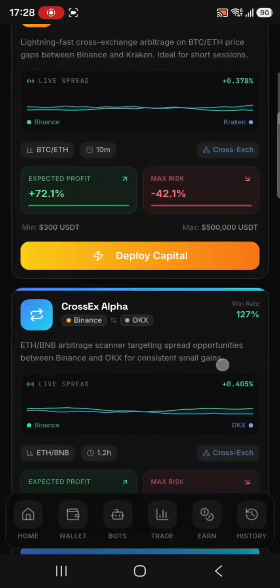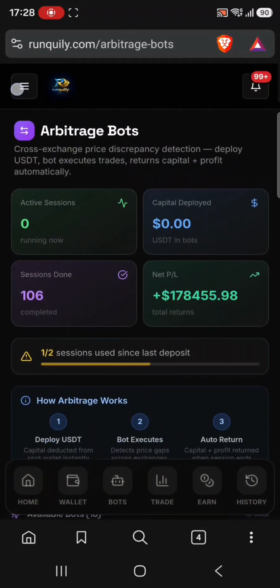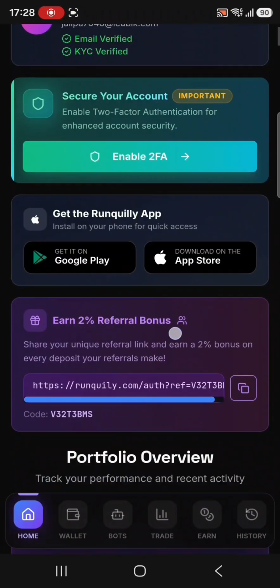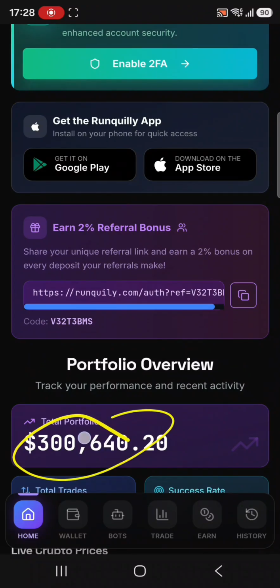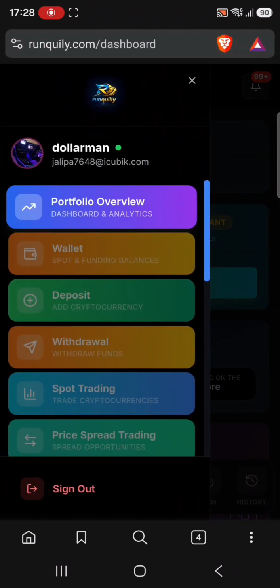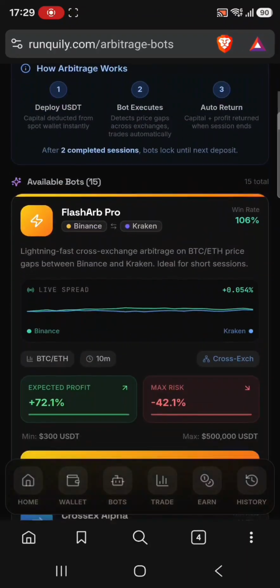So today, I will be trading with bots, not our normal manual arbitrage trading. Let's go back home. This is my homepage. You can see it is funded with 300,000 USDTs. I will come to these three lines, then click on arbitrage bots. Don't use trading bots, use arbitrage bots. Trading bots are for spot trading. These ones are for arbitrage trading. So I'll click arbitrage trading.